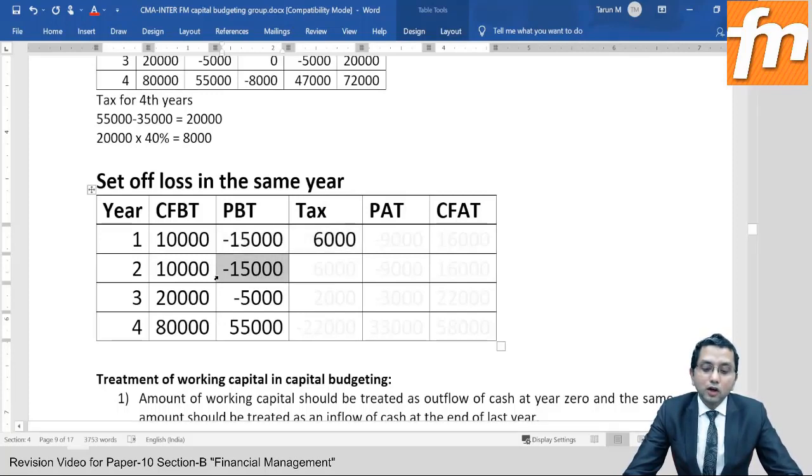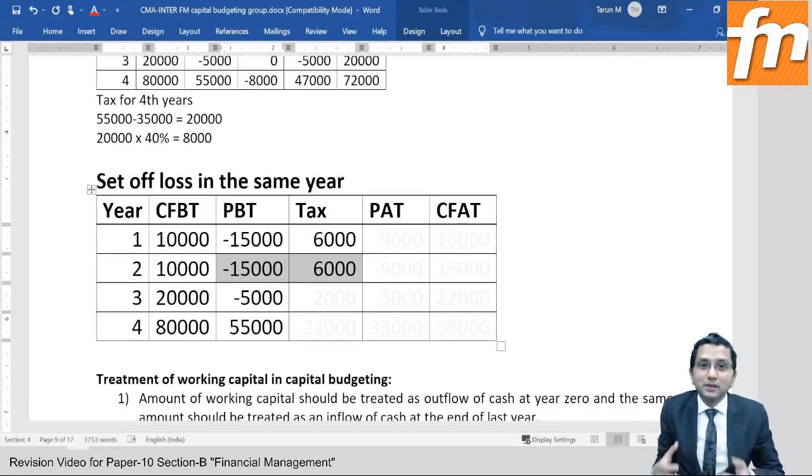Again, in the next year, there is a loss. So I won't pay tax, I'll receive tax. So exactly, it's not like that the Government of India Income Tax Department will give me a check of 6,000 rupees. No, no. I'm receiving tax doesn't mean I'm receiving a check or cash. It simply means I was paying a higher amount of taxes. Now due to this set off, I am paying a lower amount of taxes. That avoidance of outflow is actually inflow.